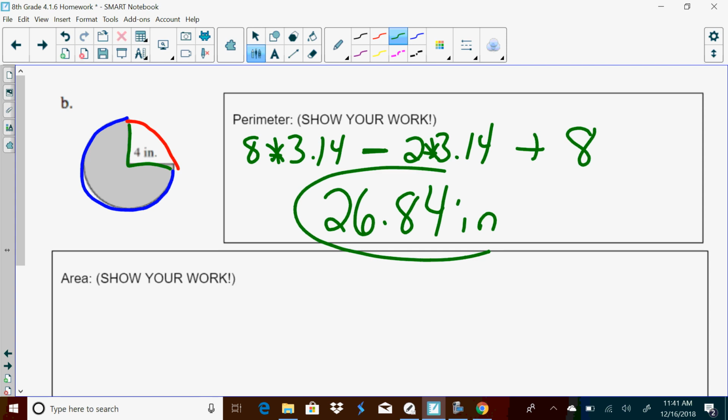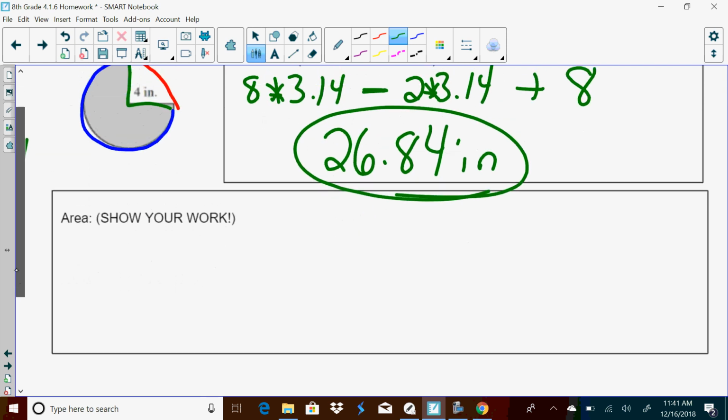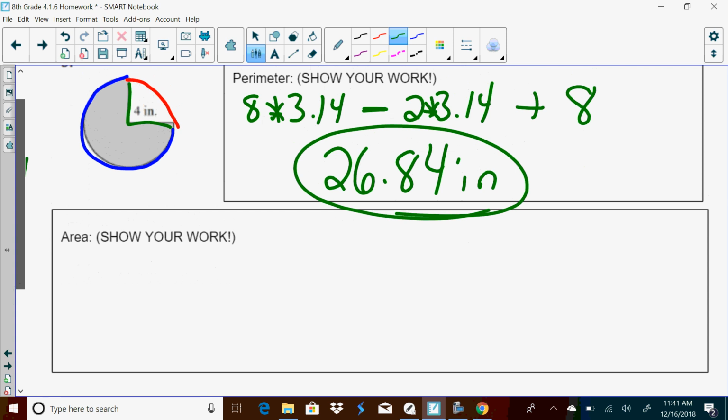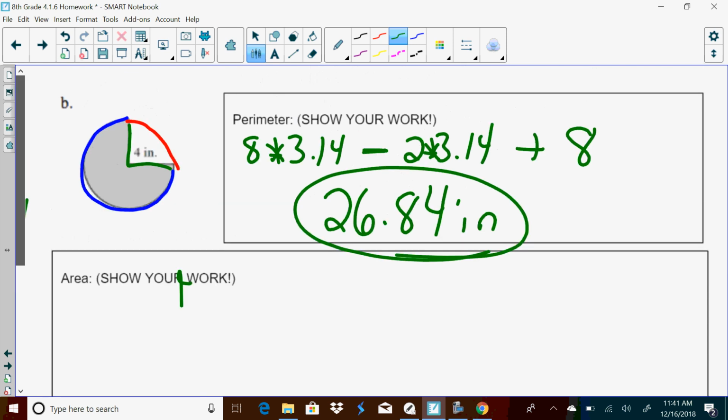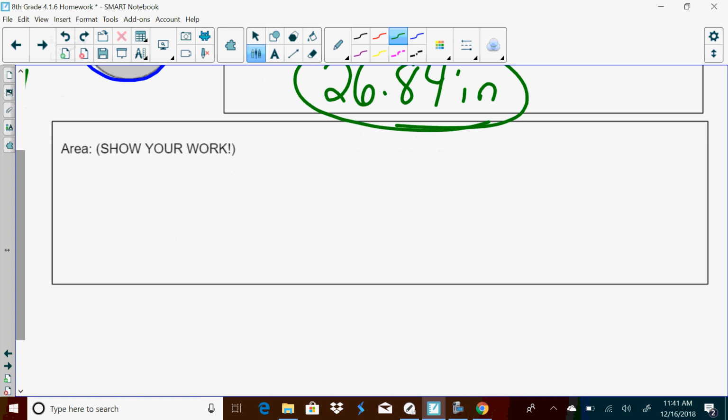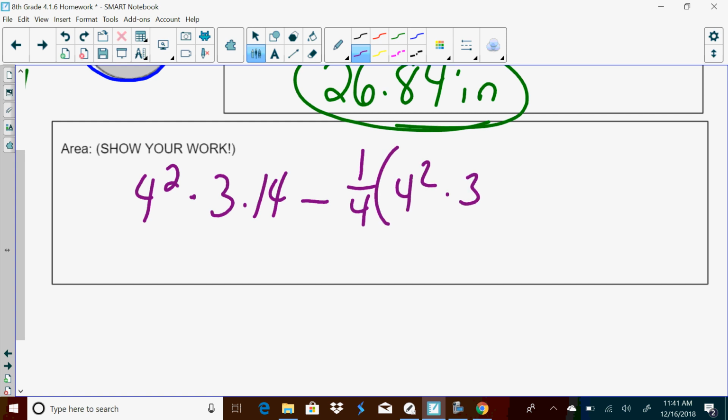inches. So then the area is a little bit different. I want to do kind of the same thing. I find the area of the whole entire circle and subtract away a quarter because I'm subtracting away that one part there. So I did 4 squared times 3.14 because that would be the whole circle, minus 1/4 of that would give me what I was missing. So I ended up with 37.68 inches squared.